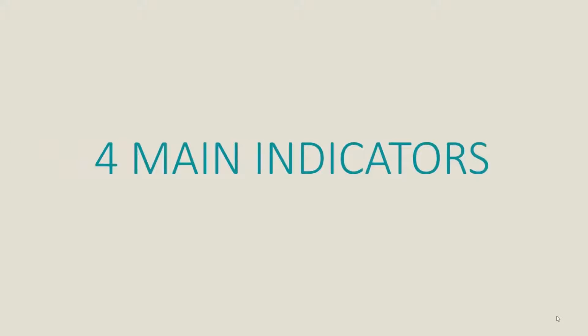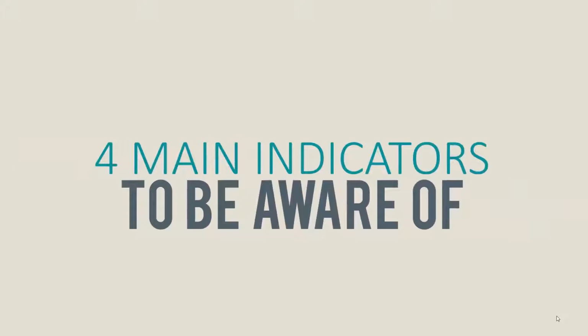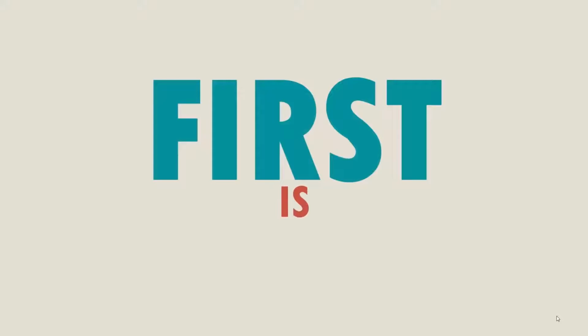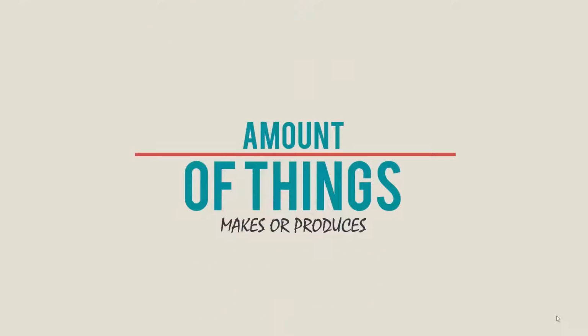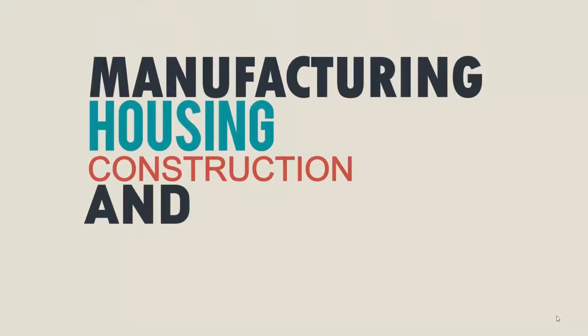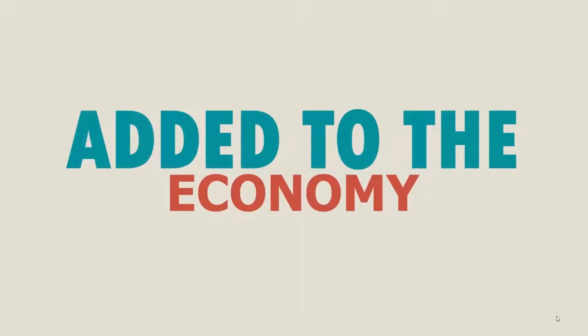So there are four main indicators you need to be aware of in simple terms. The first one is production. All that measures is the amount of things that a country makes or produces. So this includes manufacturing, housing and construction and so on. These indicators allow the bank to see how much is being added to the economy and whether the nation is being as productive as they would like it to be or not.